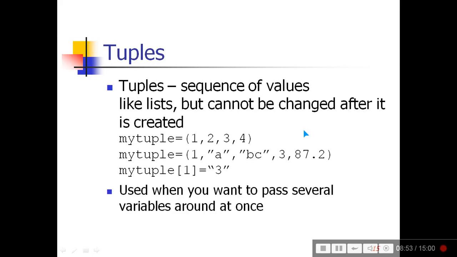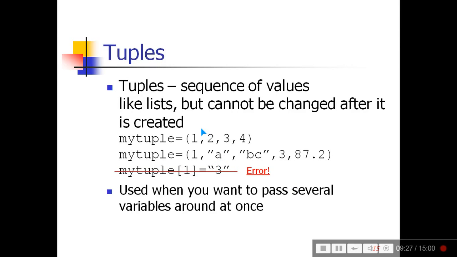And then we have tuples, a sequence of values like a list, but cannot be changed after it is created. So it is immutable. My tuple 1, 2, 3, 4, like this value we have given. Now what will happen is that my tuple is equal to 1 comma this. There are certain values. And my tuple 1 we can assign 3 as the value. Tuples are used when you want to pass several variables around at once. This is an error, as we cannot assign it.